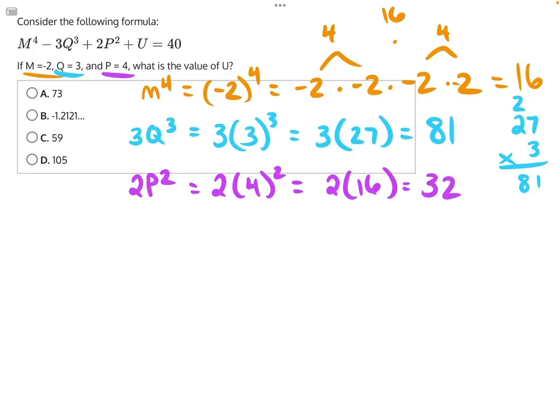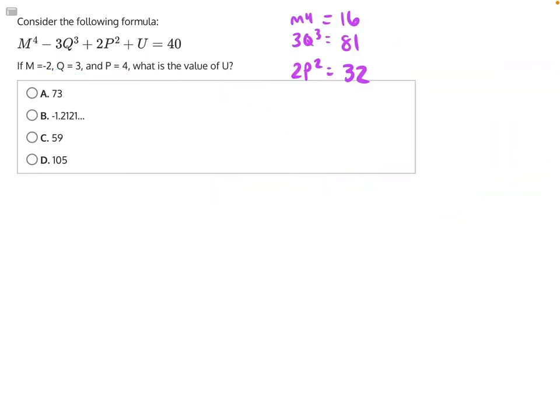So now that we have our three values, I'm going to make us some room, and then we will rewrite our equation. We have m to the 4 is equal to 16, minus 3q to the third is 81, and then 2p to the second is equal to 32, plus u equals 40. Now we have to simplify.